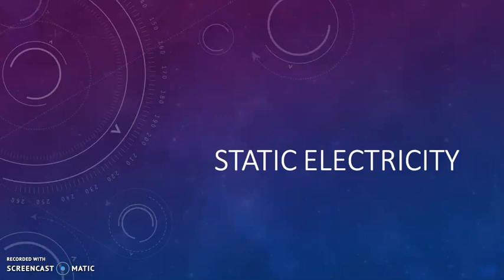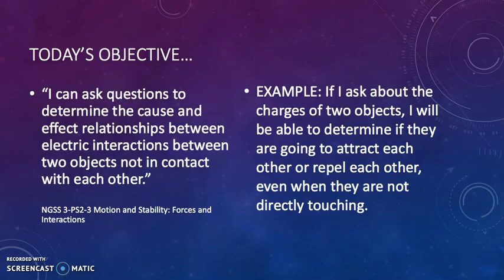Today we're going to be taking a look at what happens with static electricity. By the end of the day, you should be able to ask questions to determine the cause and effect relationships between electric interactions between two objects not in contact with each other. In other words, if I ask about the charges of two objects, I will be able to determine if they are going to attract each other or repel each other, even when they are not directly touching.